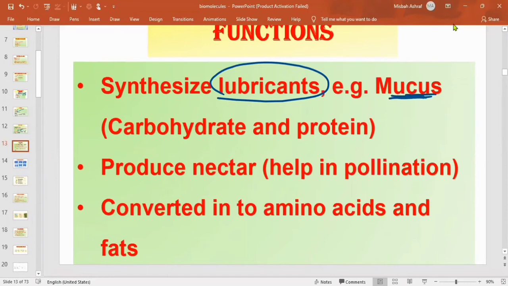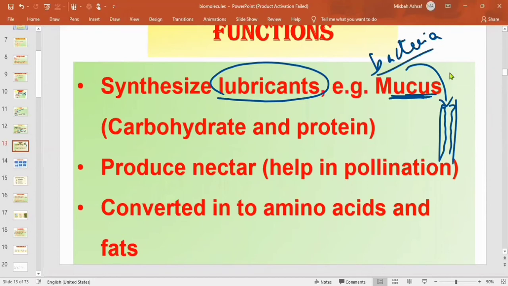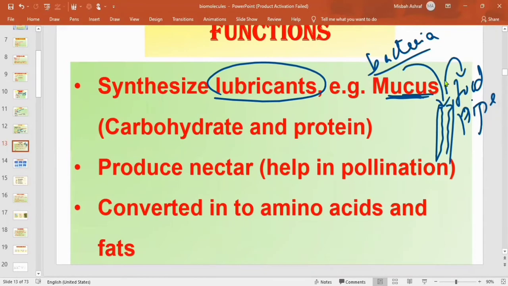Those lubricants which are present in the mucus, what is their function? So if the mucus is present in your respiratory tract, this is the respiratory tract or trachea, and there is mucus present on its inner side. So what is mucus going to do? This mucus is going to trap some of the bacteria or germs, and then they are sent into the esophagus from where they are removed from the body.